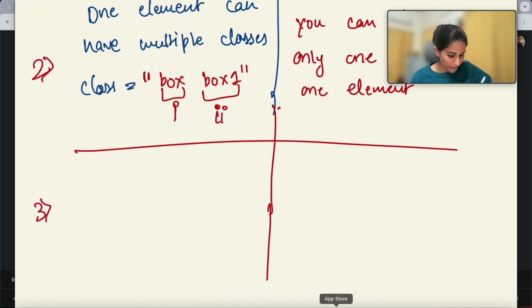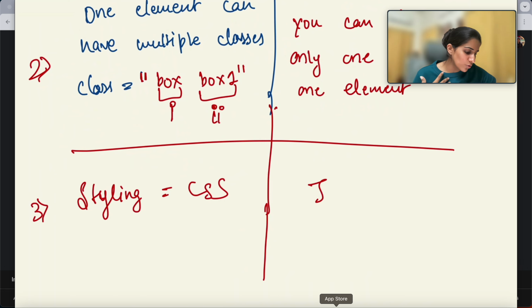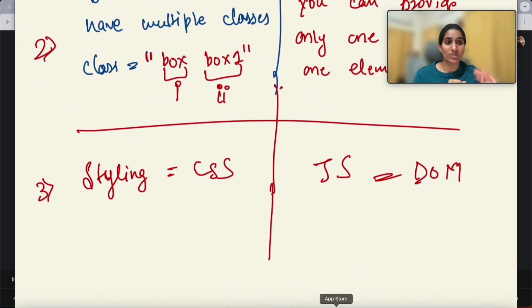Then the third point is that classes we mostly use for the styling purpose. Whenever we are doing the styling or CSS, then we will be using classes. ID is more for the JavaScript purpose. When you are doing the DOM manipulation, we'll talk about what is DOM manipulation once we are studying JavaScript, because I have started the JavaScript tutorials now, so you can go and check that out also. Whenever we are working with JavaScript, we'll be using the ID over there.